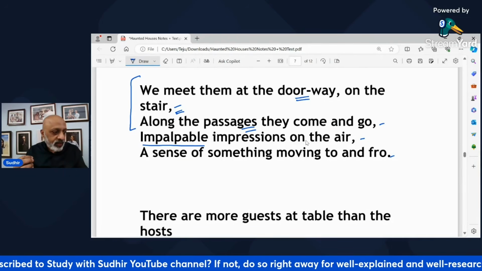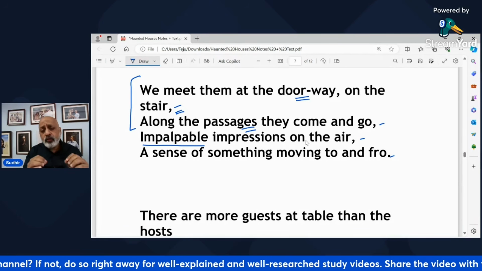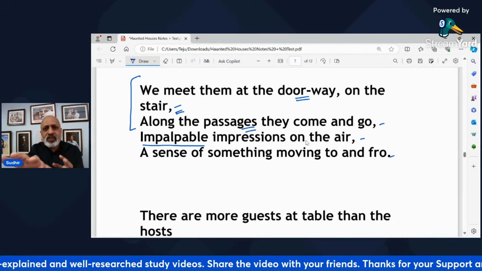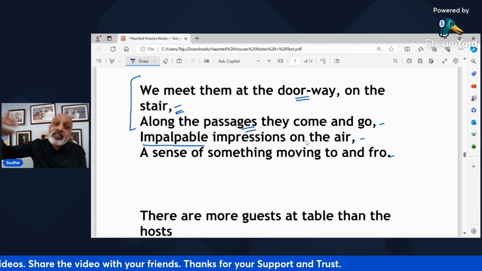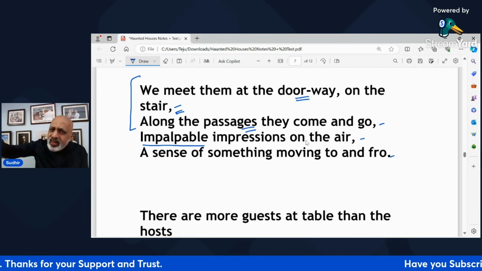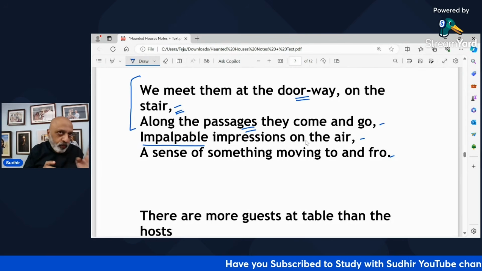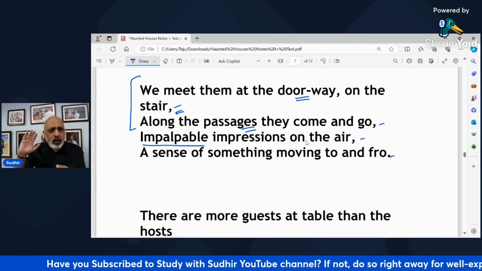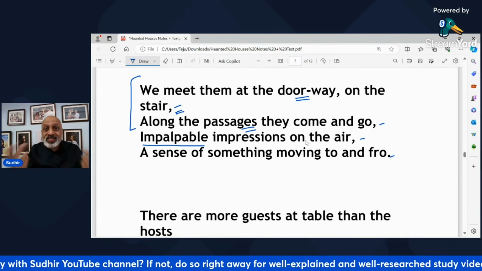Okay, it's a sense of something moving to and fro. It again reinforces the very delicate nature of the ghost. A sense of something. It's not something physical. It's just a feeling, a sense of something. He's not telling you what that something is. You feel that there is a sense of something which is moving to and fro. So people may not see the ghost directly, but they have a feeling, I felt something move by my side. It's a sense of something.